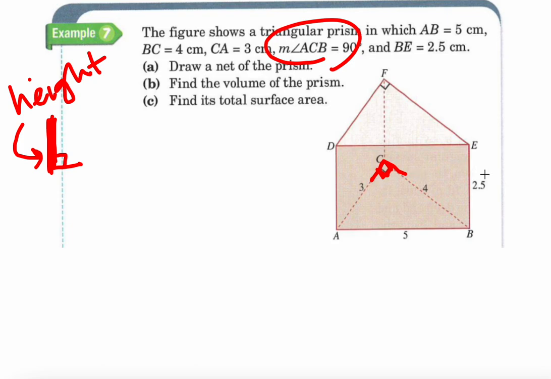Okay, and then they said BE is equal to 2.5 centimeters. They first want you to draw the net of the prism, then find the volume, then find the total surface area. Ooh, so we got all of them as a review. Go ahead and pause the video and see if you can try this one on your own first.